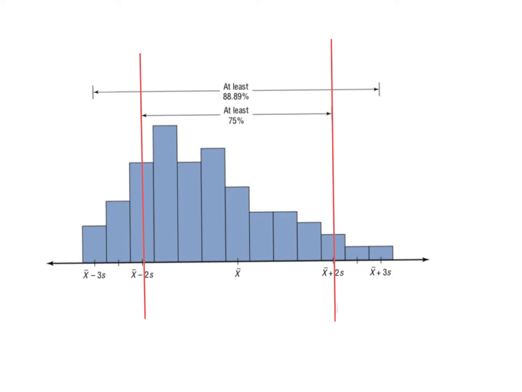How do we know that? Because that's what Chebyshev's theorem tells us, and we're going to prove it here in a second. So that's what Chebyshev's theorem tells us: what proportion or what percentage of the data lies within that particular area. Now, let's go back to this window right here.